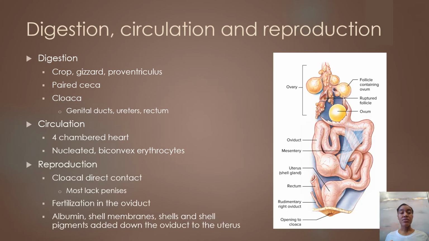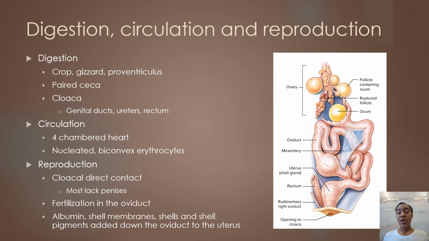The reproductive cycle of birds is very similar to the reproductive system of non-avian reptiles, but there are a few small differences. Birds begin reproduction by meeting up their cloacas. The cloaca of a male bird will meet up with the cloaca of a female bird, and the sperm from the male will travel through the cloacas to the reproductive tract of the female.